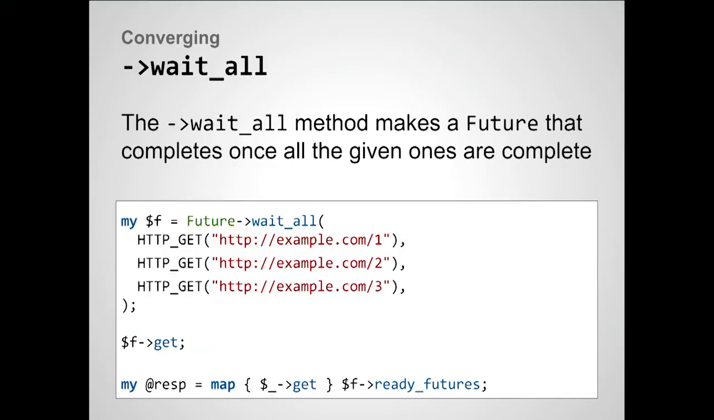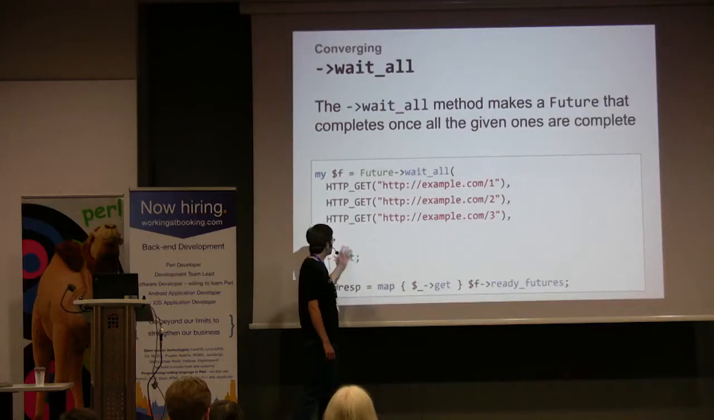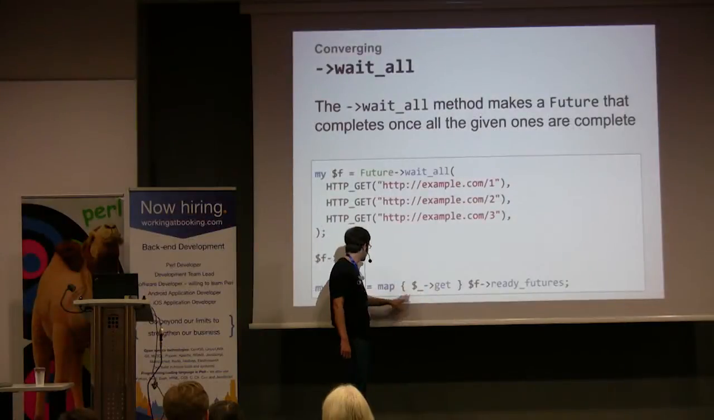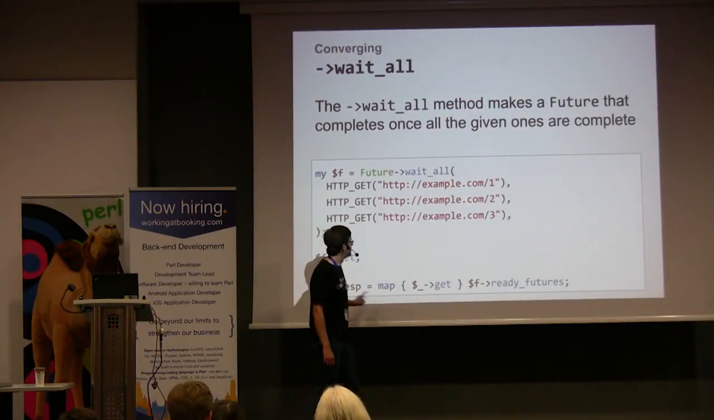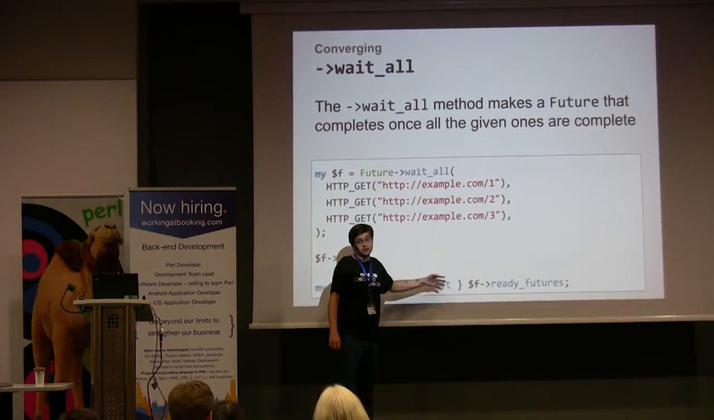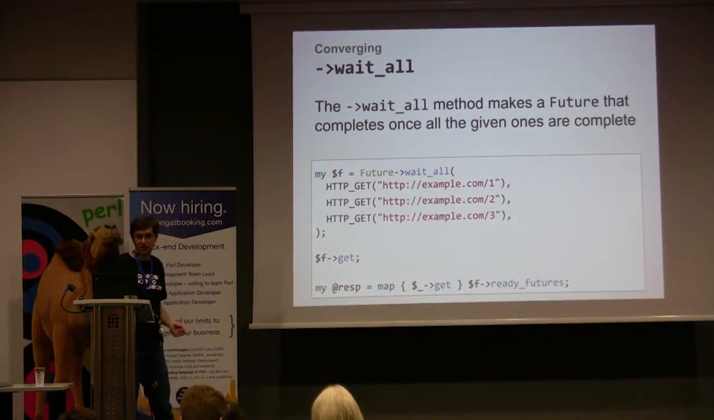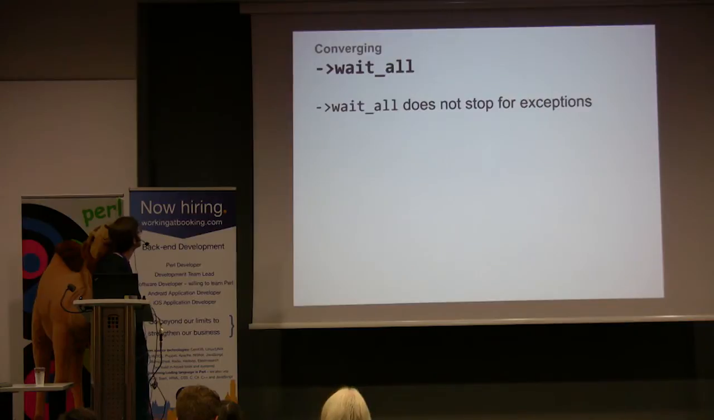We call get. That will block until they're all ready. They're all running concurrently. Eventually, they all finish. And so we find out which futures were ready, and we call get on those individually, because we know the whole thing is finished now. So that's not going to block at all. That's going to return the result straight away, and we'll get our responses. Of course, maybe one of the pages failed. It would be nice to not have to handle that problem.